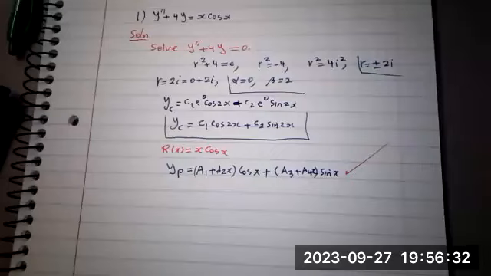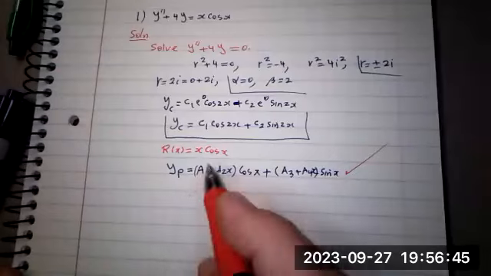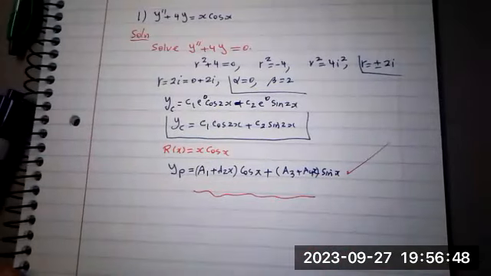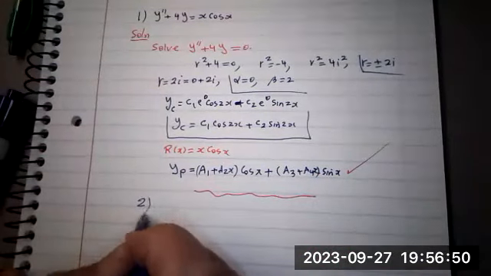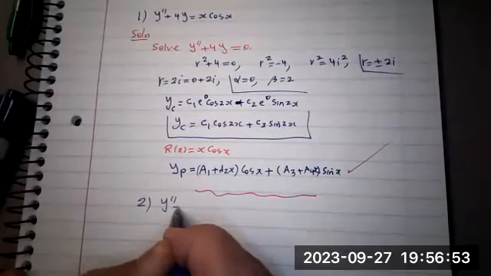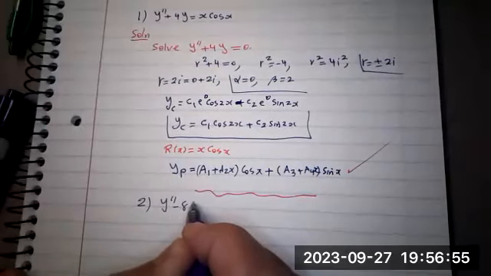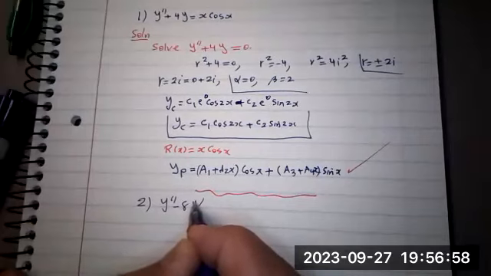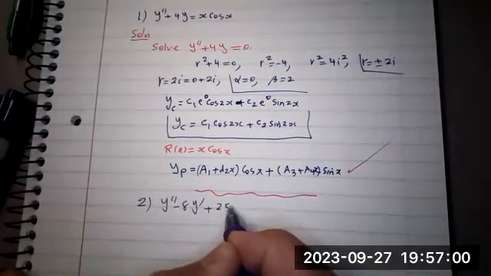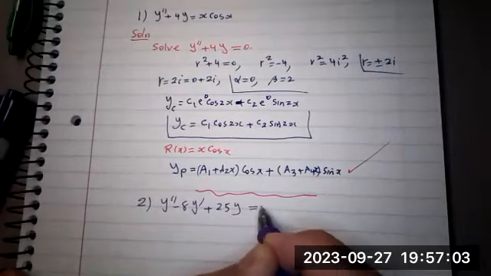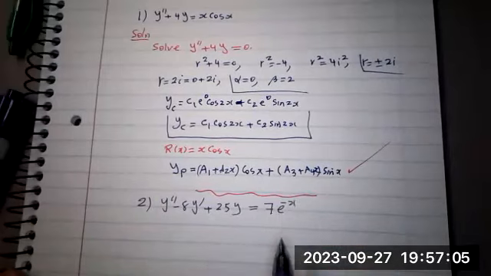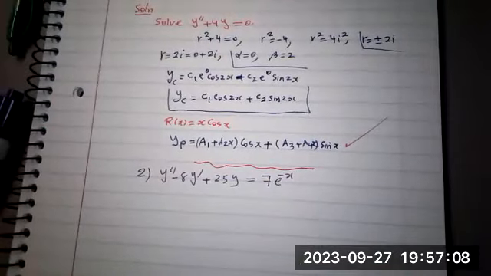Let's have another one. We are going to practice. Let's give you another, more exciting one. Okay, how about this one? Number 2: y double prime minus 8y prime plus 25y equals 7e to the negative x. That's the next one.